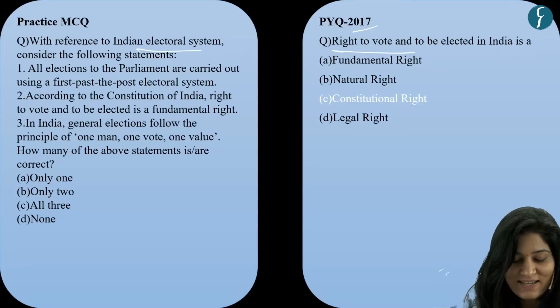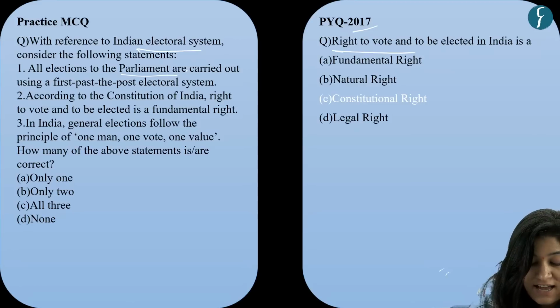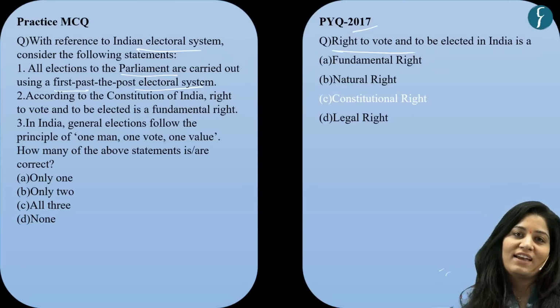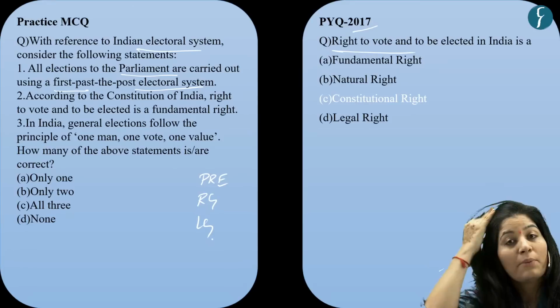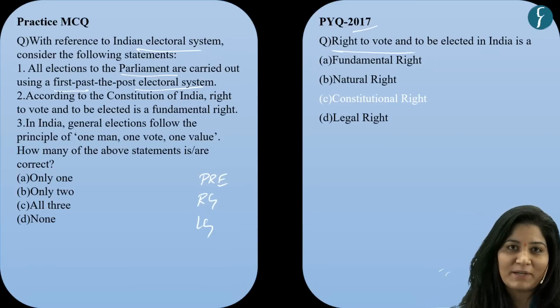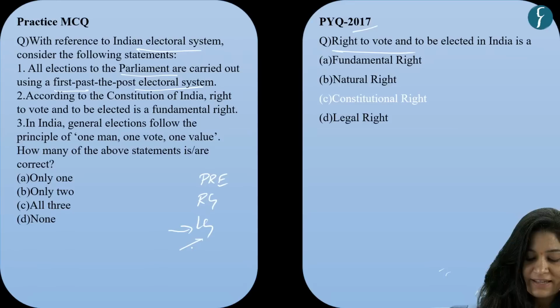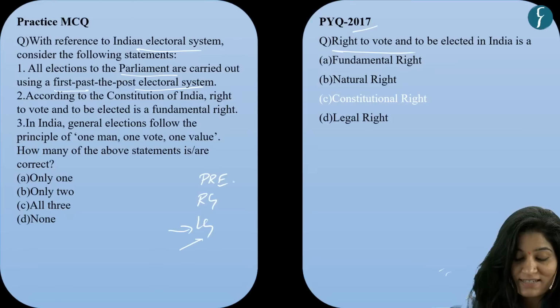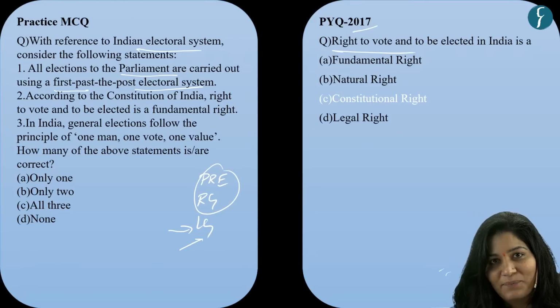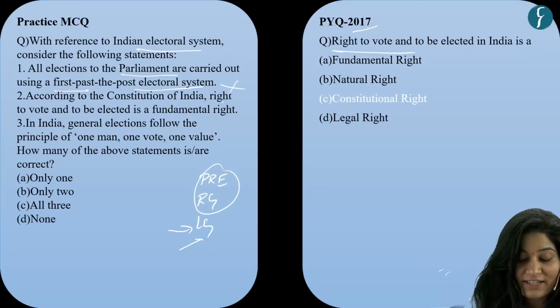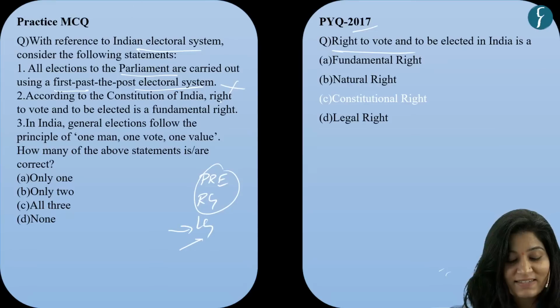So the first statement is, all elections to parliament are carried out using a first past the post electoral system. Now, as you know, parliament consists of the President, Rajya Sabha and Lok Sabha. So in Lok Sabha, elections are guided by the first past the post electoral system. But in the President and Rajya Sabha case, we follow the proportional representation system. This makes our first statement incorrect. Now let's come to the second statement.